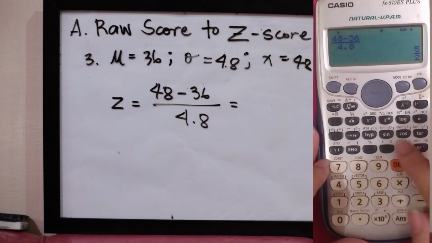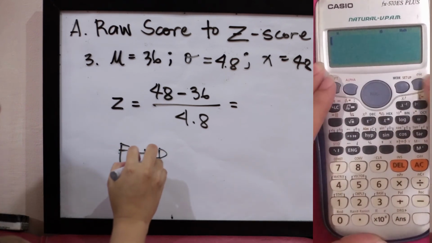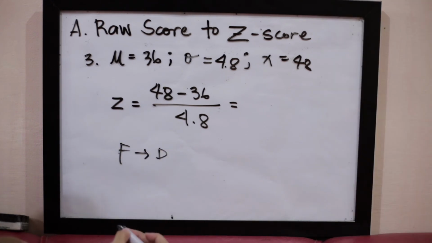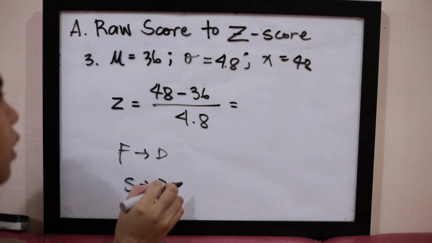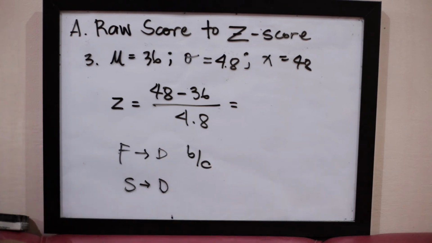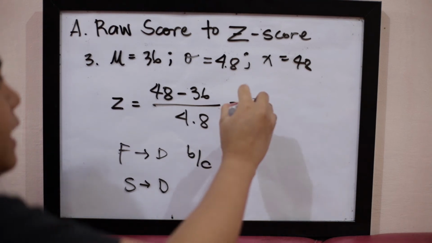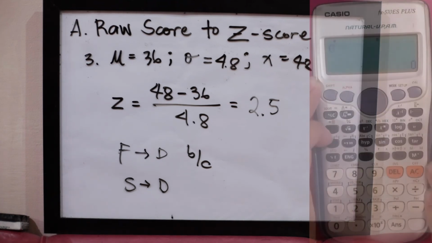If the answer is in fraction form, all you have to do is press F to D, or in some other calculators, it is S to D, or sometimes the fraction B over C. You just look for any of these symbols, then press that one, then the answer will be in decimal form already. And the C-score equivalent to 48 is 2.5.